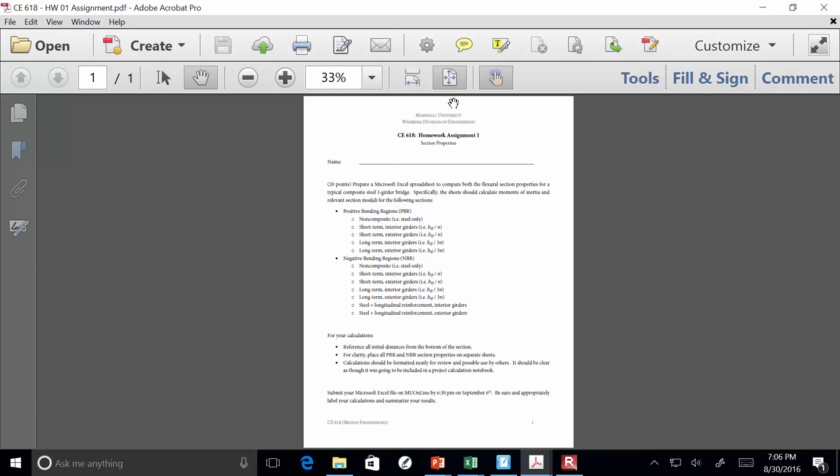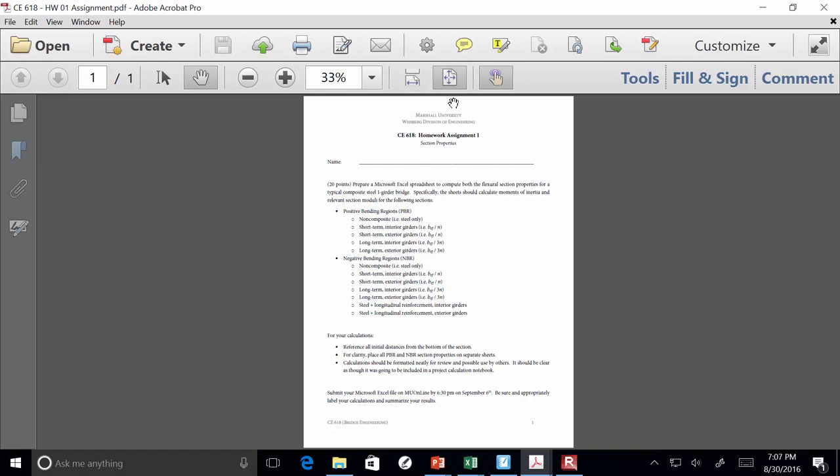The nice thing about Excel is a lot of this stuff is repetitive, so if you just keep track of your copying and pasting, you can probably do this assignment pretty quickly. For your calculations, so we're all on the same page, reference all your distances from the bottom like we did in class, that datum from the bottom of the section. For clarity, put all your positive bending region calcs on one sheet and your negative bending on another. A hint: I would work on your negative bending region first, because the negative and positive bending regions are the same, only the positive has less. So if you do the negative bending region, just copy the whole sheet over and delete a couple rows and you've got the positive.